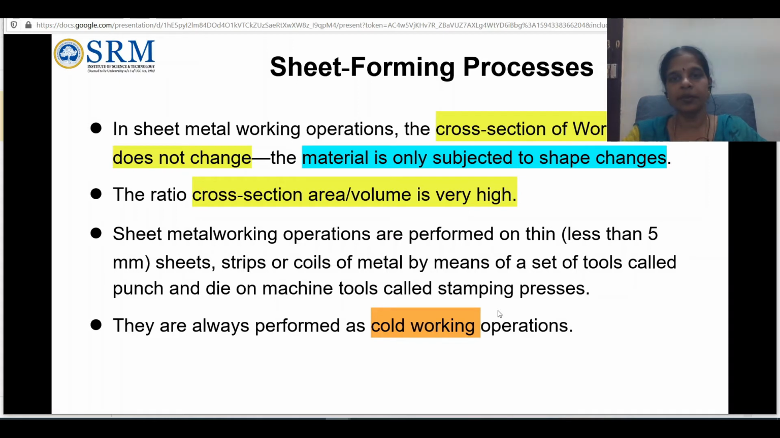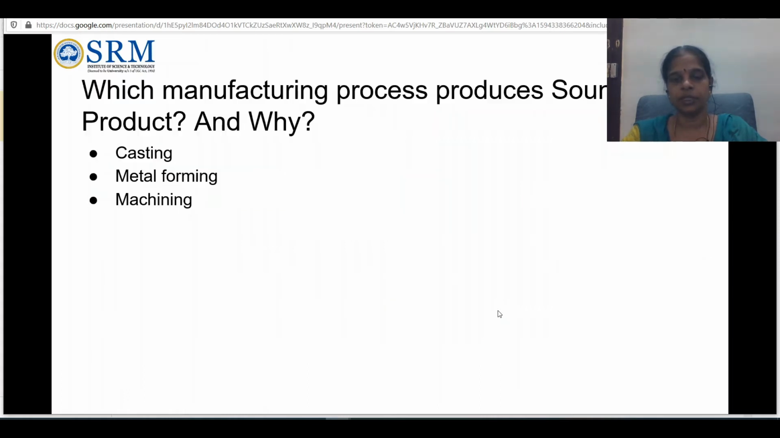and this sheet metal forming is carried out in the cold working manner. We are not heating it, because less force is required to form the shape. And which manufacturing process is best or produces a sound product? In unit 1 you might have discussed different types of casting processes, and in unit 2 we are going to discuss metal forming and machining. Obviously, metal forming is very good, it produces a sound product. So you might be wondering why it is.